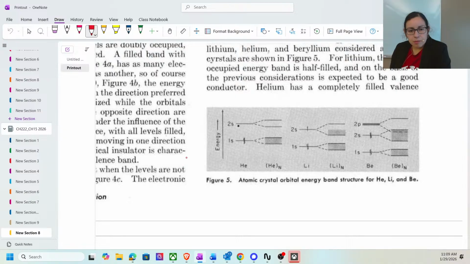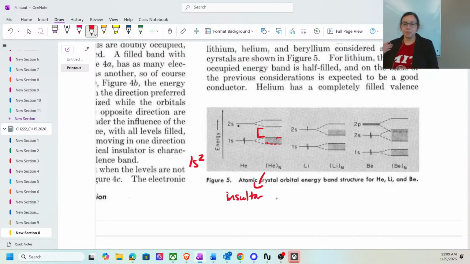But looking at helium, we remember, is 1s2. So right, this is our bonding, this is our anti-bonding. So this entire thing is filled, right? And then this is a large gap between your valence electrons and then your lowest unoccupied. And so this correctly explains why helium is an insulator. Okay, that's fine.